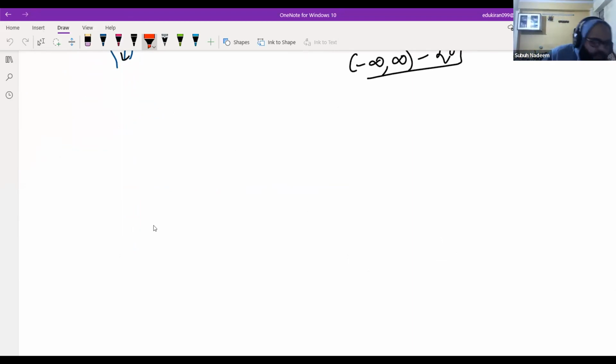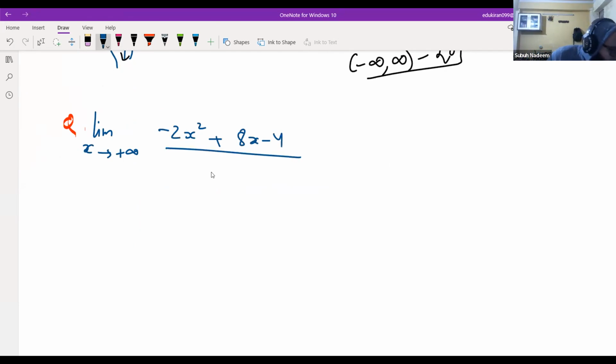If you see this type of question, mostly it is done like this: the limit as x approaches plus infinity of minus 2x square plus 8x minus 4 by x square is what is given here. You just write them separately, and x approaching plus infinity, you will apply later on.